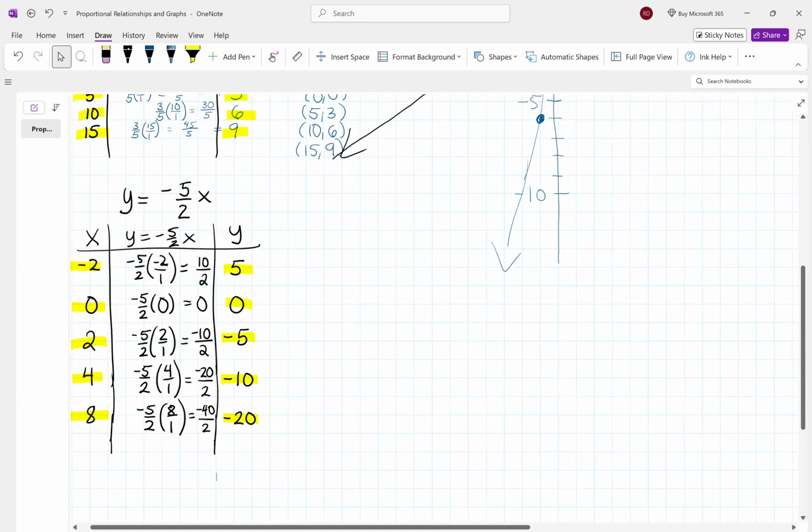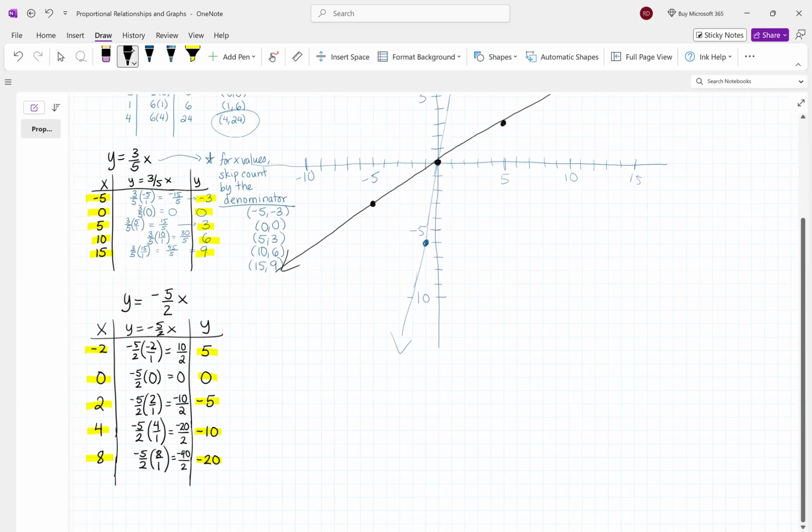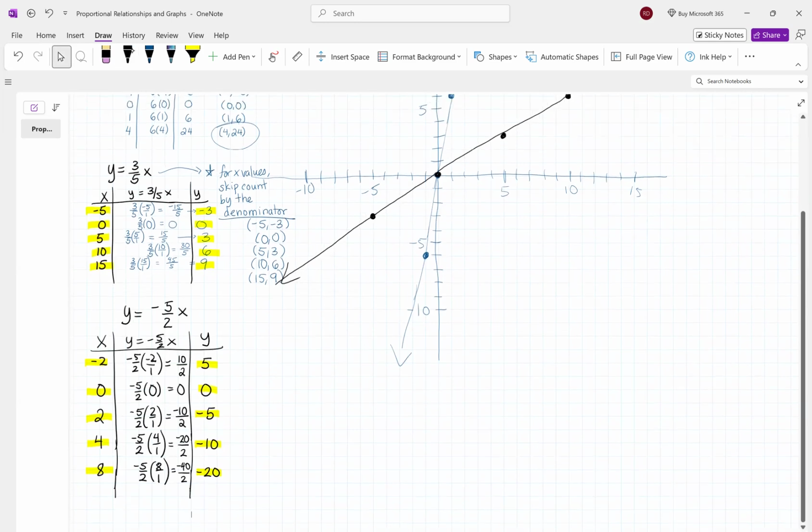I'm going to go back to my graph and I have -2, 5. So I'm going to start there. That means I go 2 to the left, up 5. So that's like here. Then I have 0, 0. You'll notice that all of these graphs have 0, 0. Then I have 2, -5, 1, 2, 3, 4, 5. Then I have 4, -10.